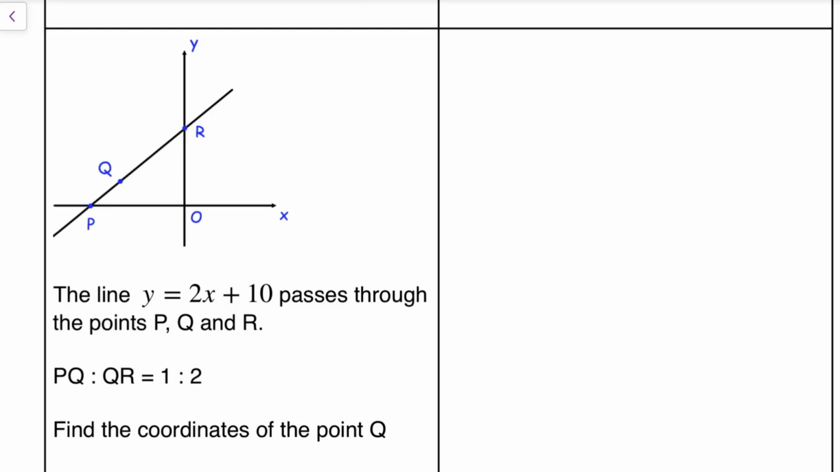We have a ratio coordinates question. Oh, I like these. The line y equals 2x plus 10 passes through the points P, Q, and R. PQ to QR equals 1 to 2. Find the coordinates. Right, okay.